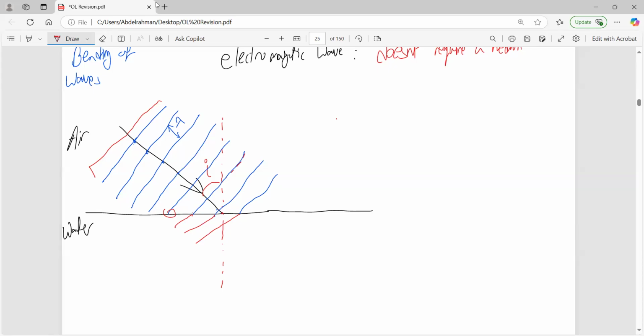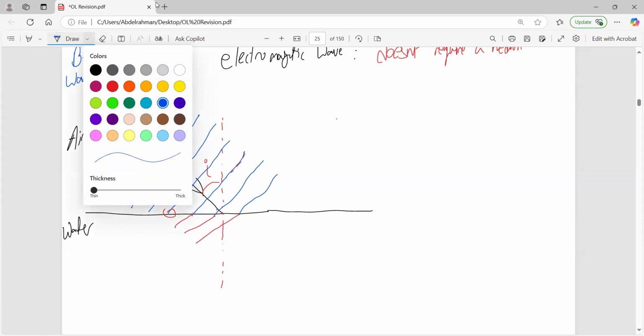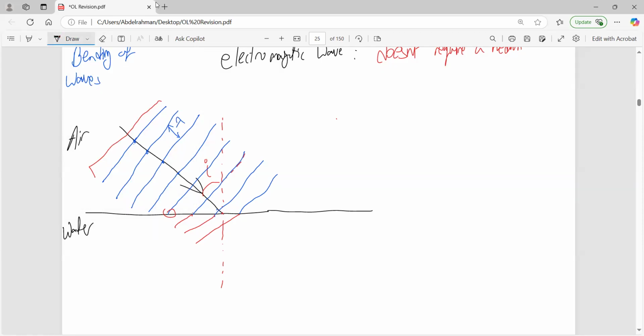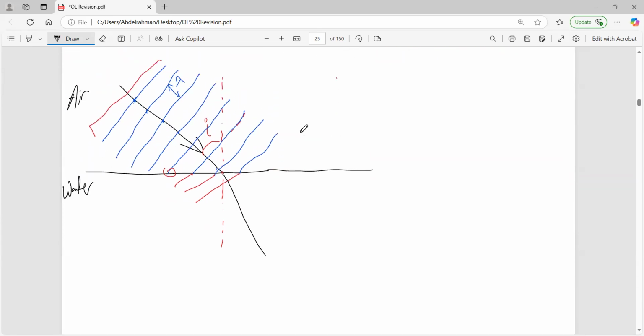What happens to the angle of incidence? Well, the angle in air was greater than the angle of refraction in water. As you move through the water, what happens to the angle? It decreases. Okay, I can draw it again.